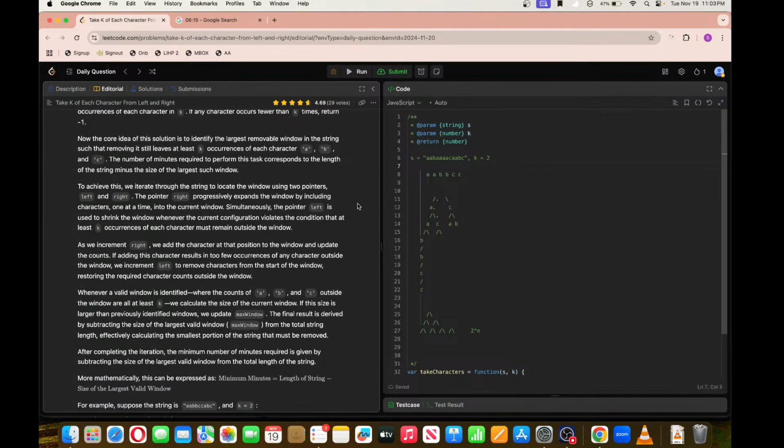Now the core idea of the solution is to identify the largest removable window in the string such that removing it leaves at least k occurrences of each character, A, B, and C. The number of minutes required to perform this task corresponds to the length of the string minus the size of the largest window. Really?